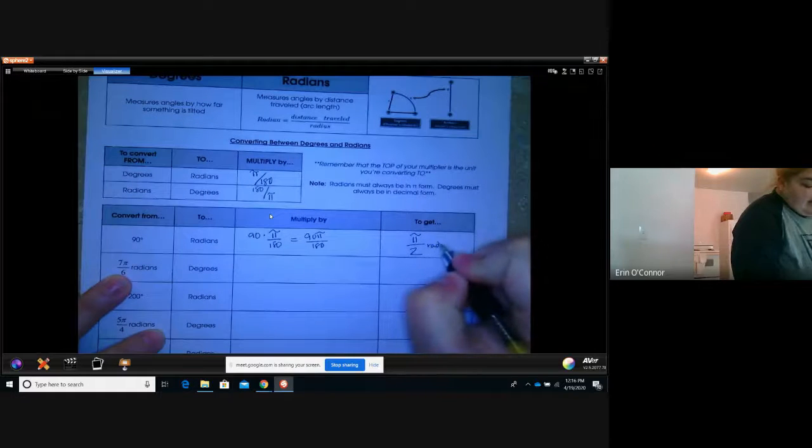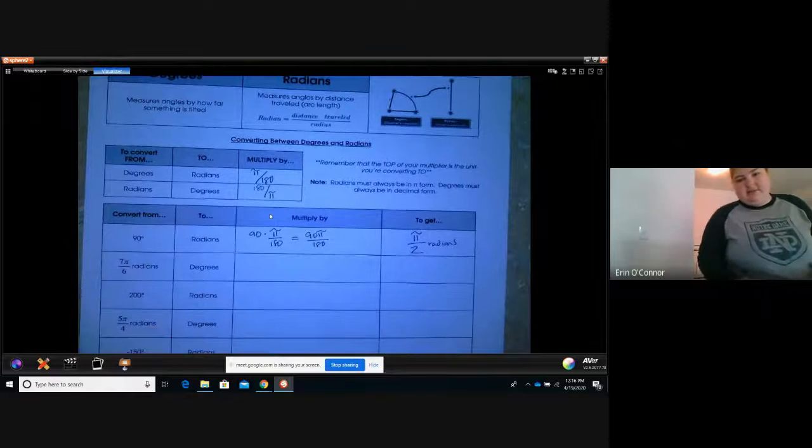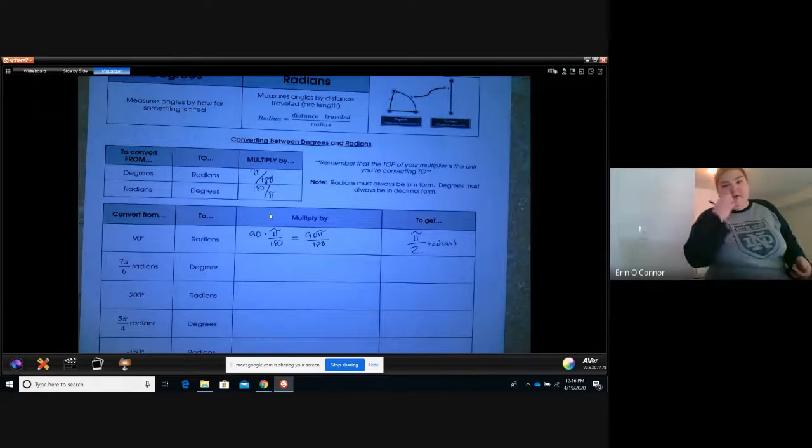And then we're going to write radians after, so we know that it's radians. Just like we do a degree mark, here we're going to write radians.